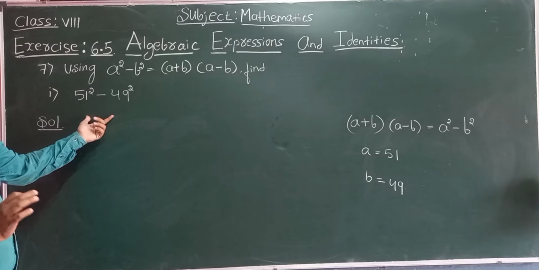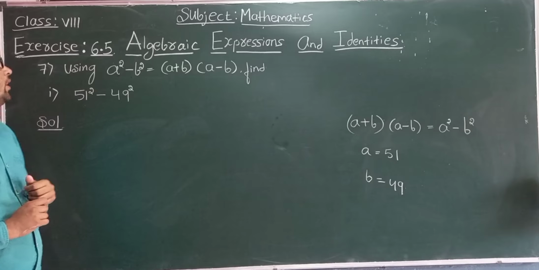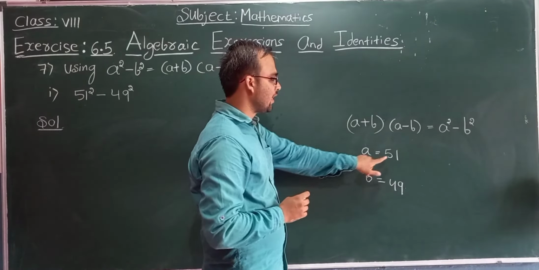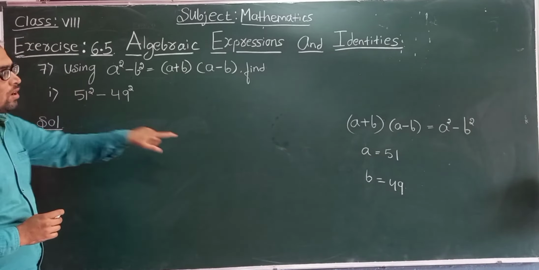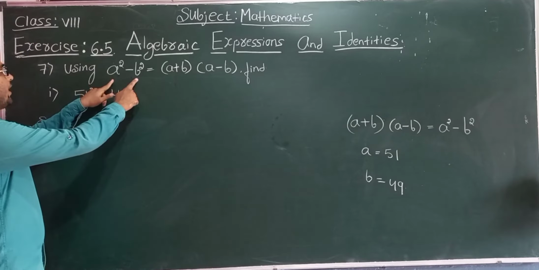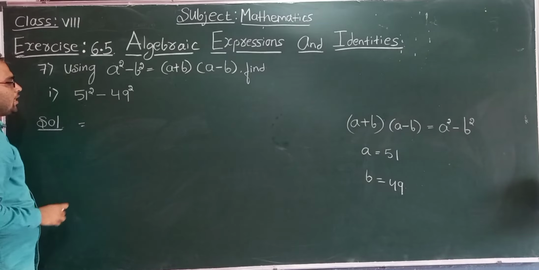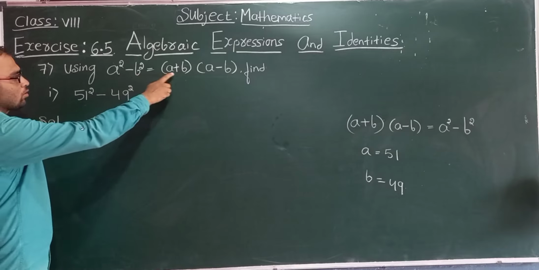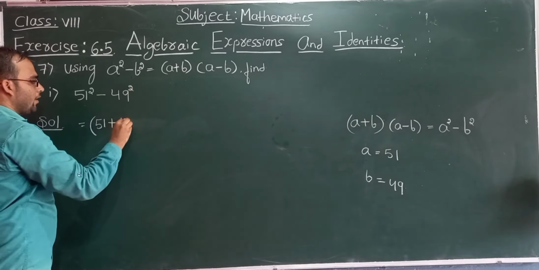Now what we need to do? We need to convert this into a plus b into a minus b and find the value. Here, in place of a, what is there? 51. A square, a means 51, b square, b means 49. Now look here. A square minus b square is a plus b into a minus b. As a means 51, a square minus b square equals a plus b, a means 51 plus b means 49.